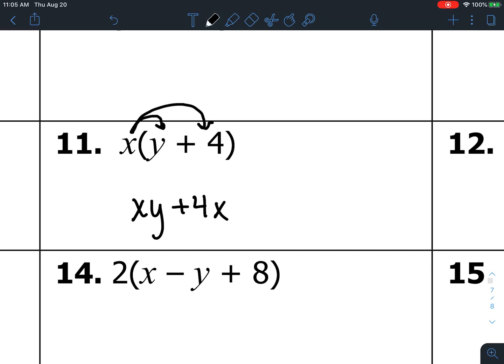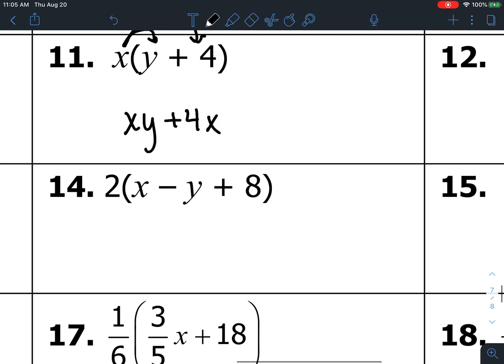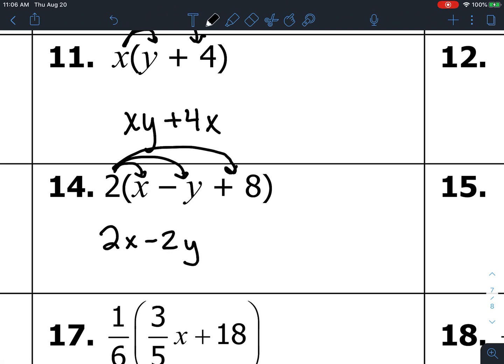Now, as you see on this one below, sometimes you can multiply it to more than just 2 things. This one we are multiplying to 3 things. So we're going to distribute it to, again, everybody on the inside. 2 times x is 2x. 2 times negative 1 would be negative 2y. 2 times 8 is going to be 16. Nothing to combine, so we are good to go.